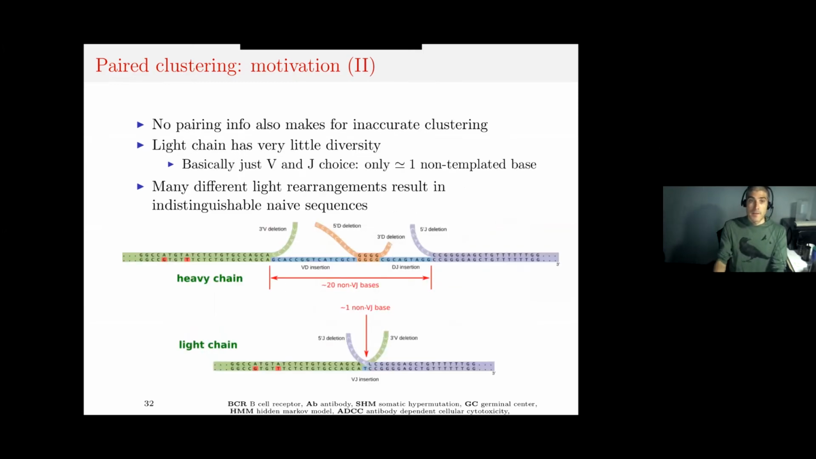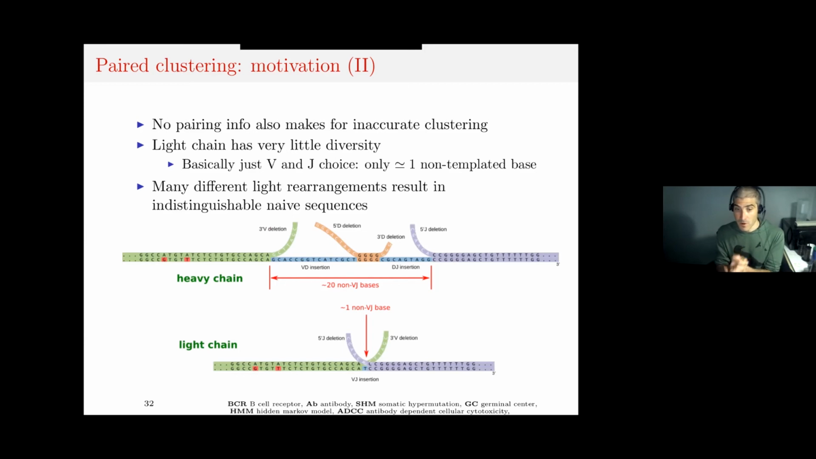Another problem with not having this pairing information is that it makes for really inaccurate clustering. The main reason for this is that the light chain has so little diversity compared to the heavy chain. In this picture at the bottom, I'm showing that the heavy chain, on average, has about 20 bases that aren't V and aren't J. So this is where most of the diversity is coming from. Whereas the light chain, on average, has only 1 base. So light chain diversity is really mostly a matter of choosing a V gene and choosing a J gene. The effect of this is that in any reasonably sized repertoire, you'll have lots and lots of cases where 2 different light chain rearrangements result in naive sequences that are experimentally indistinguishable.